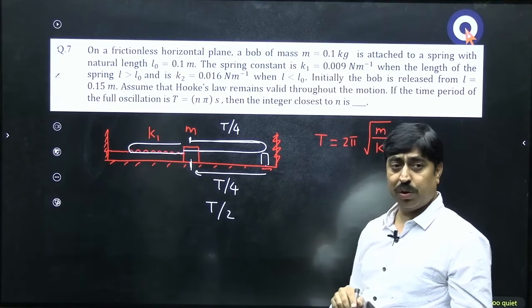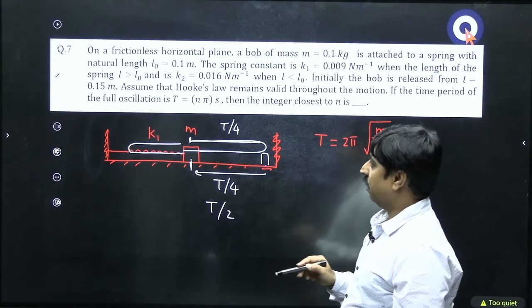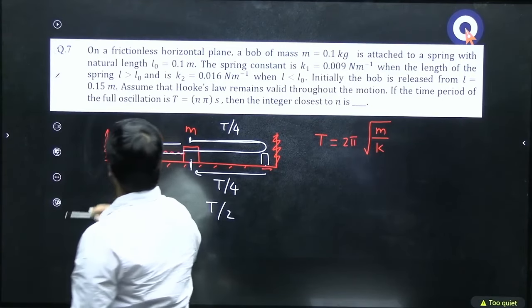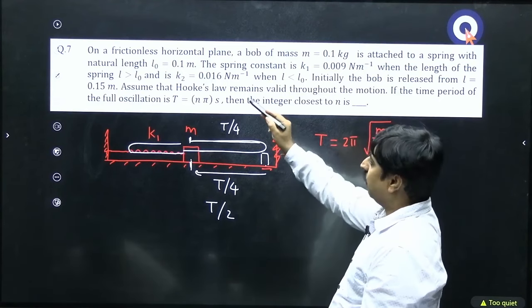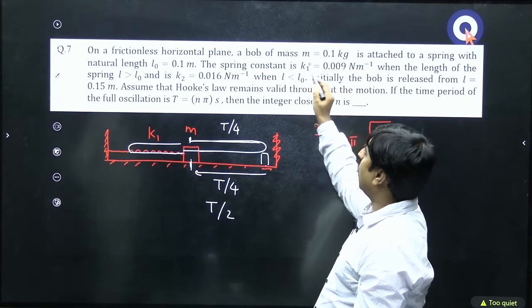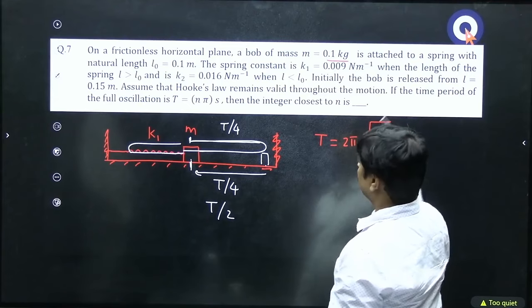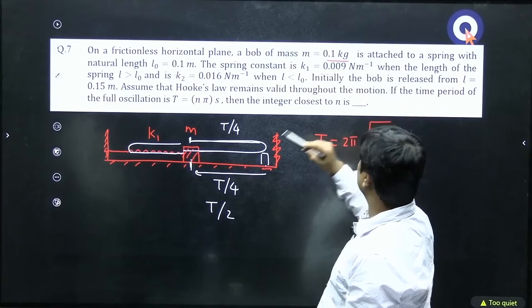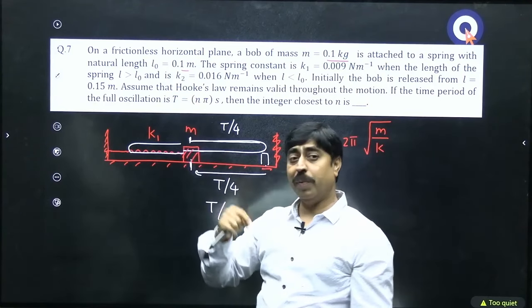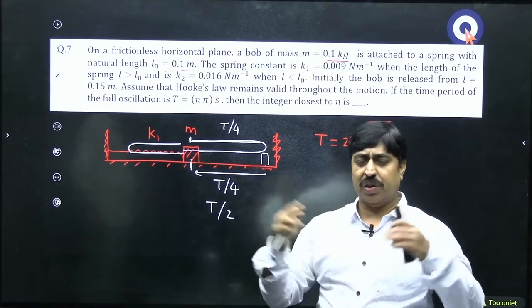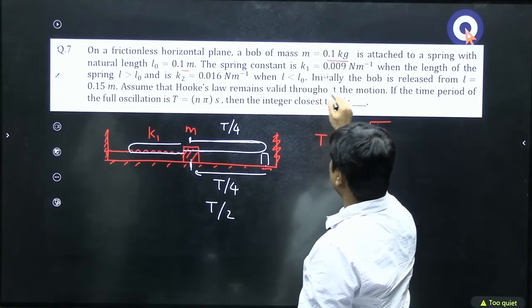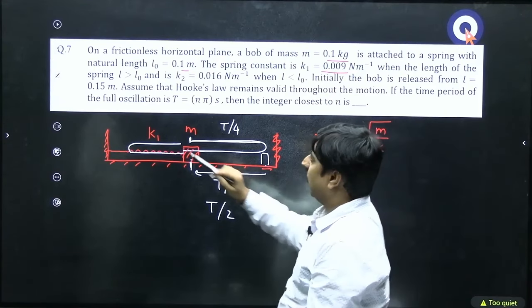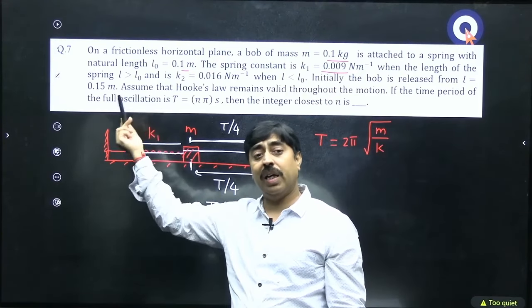Now, what does the question say? I guess by this time all of you must have read the question. The question says that on a frictionless horizontal plane, a bob of mass 0.1 kg is attached to a spring. Okay, this object is being called a bob. Bob of mass 0.1 kg is attached to a spring of natural length 0.1 meter. The spring constant is 0.009 Newton per meter when the length of the spring is greater than L naught.